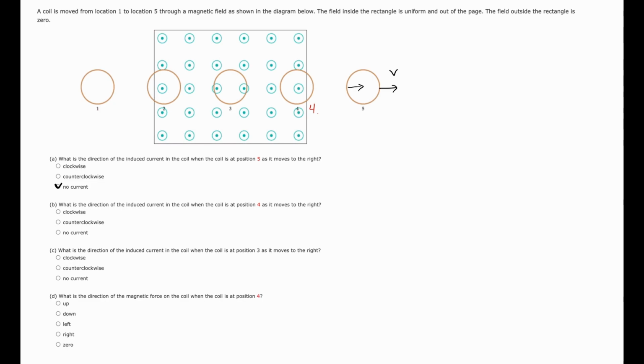Alright, so there are actually two ways to analyze this. One would be using the flux, like I mentioned, but there is another way as well, and that would be just using the right-hand cross product rule for moving charges. What I mean is, we've got one portion of the loop moving in a region where there's no magnetic field. And so for that reason, there would be no force for that part of the loop.